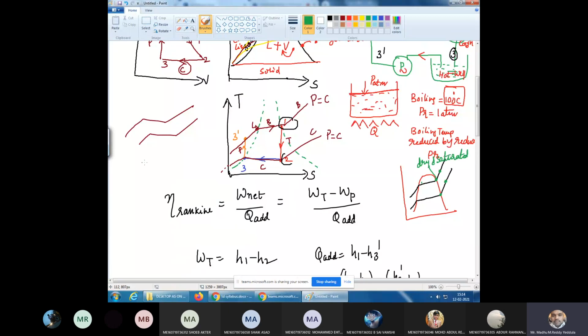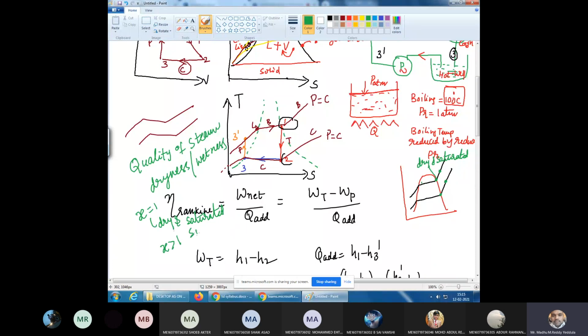Dry and saturated. Usually, the quality of the steam is expressed in terms of dryness fraction or wetness fraction. So in terms of dryness fraction, if the steam is dry and saturated, I can denote it with the symbol X. X equal to 1 means it is dry and saturated.